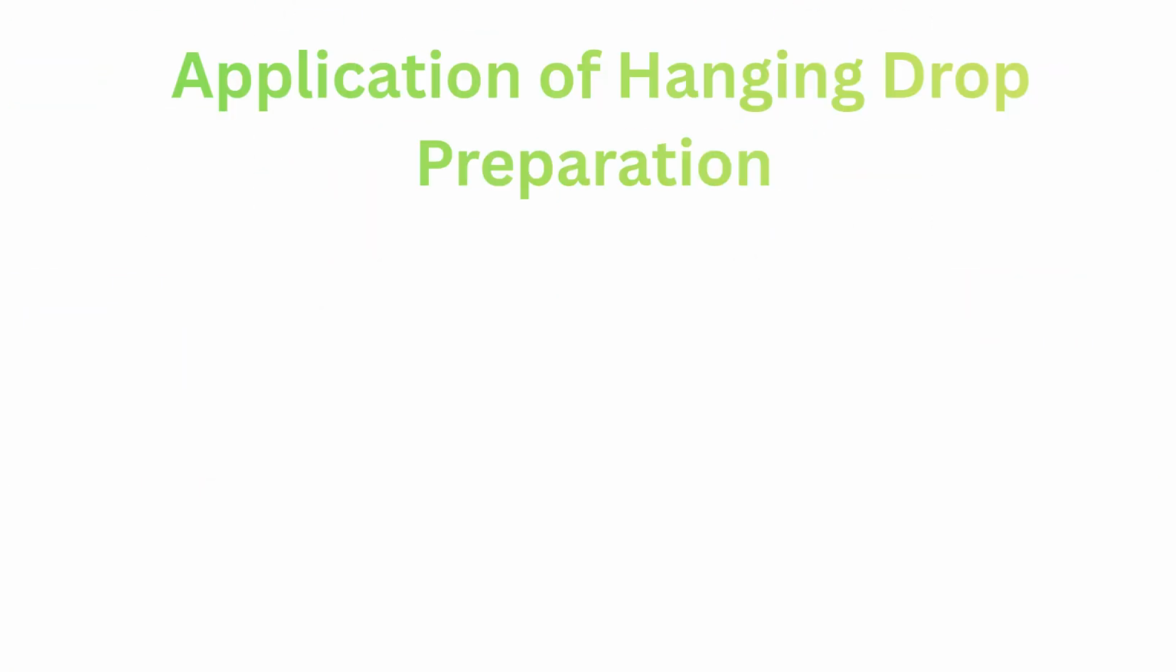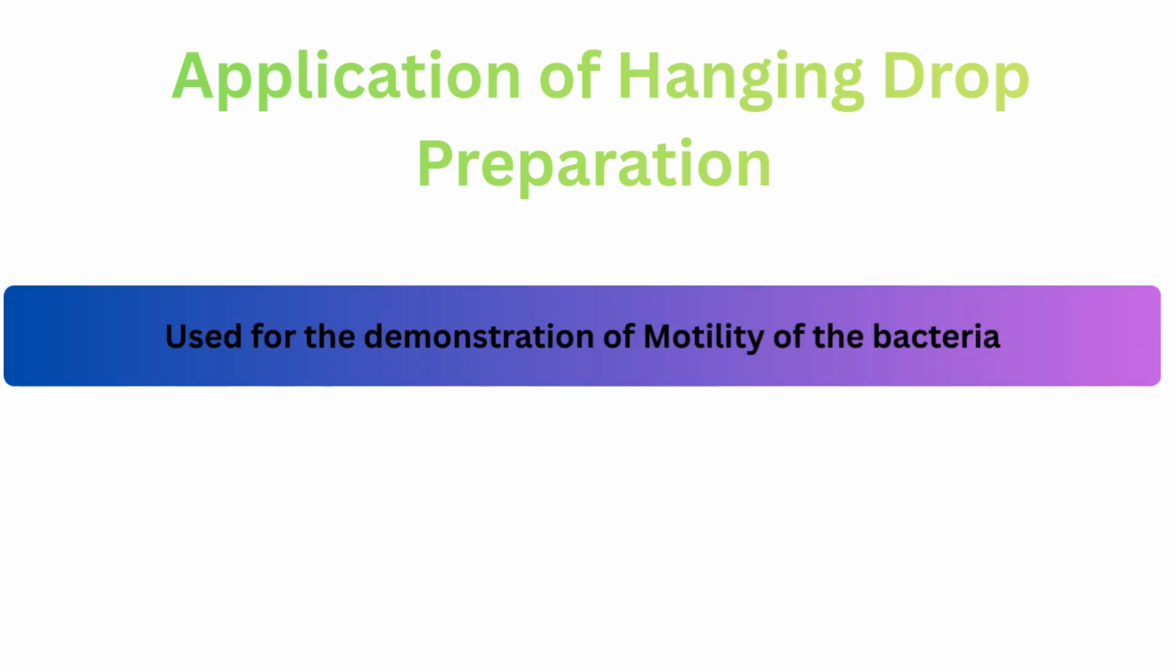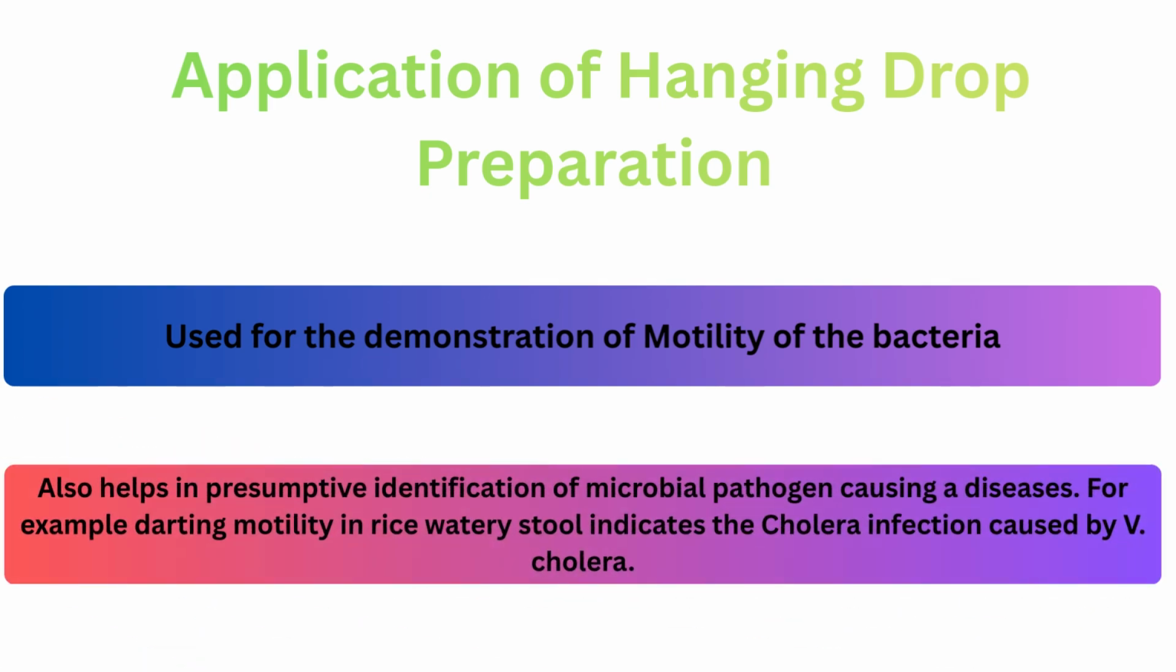Let's talk about the application of hanging drop preparation in the laboratory. There are several applications of hanging drop preparation, of which it is most commonly used to demonstrate the motility of bacteria. Similarly, it is also used in presumptive identification of pathogens and diseases.